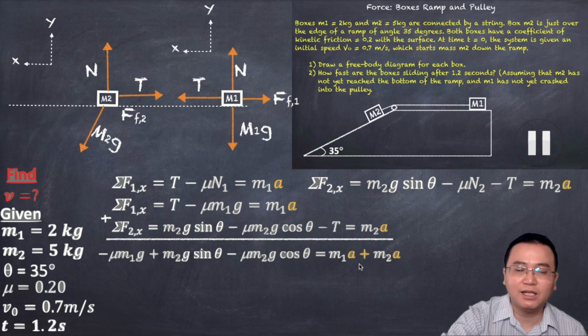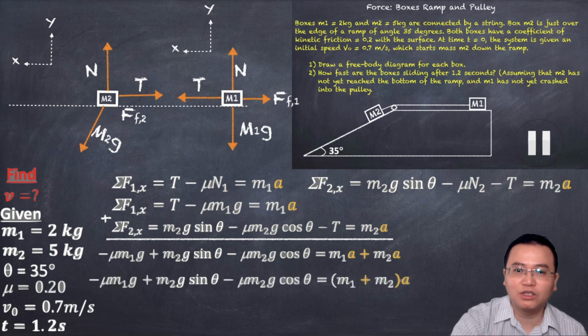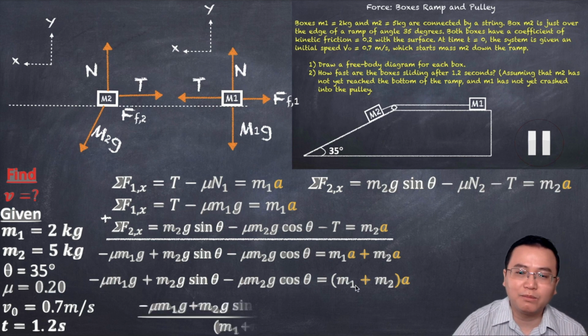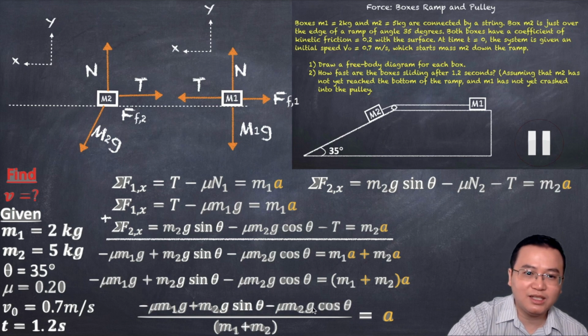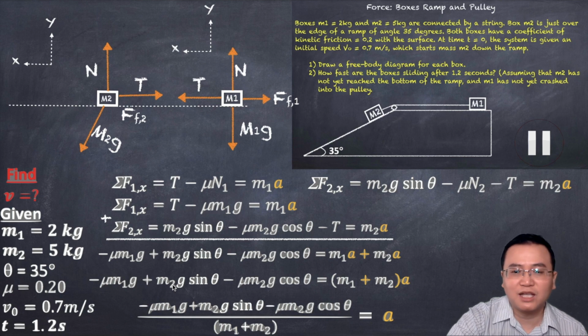So it becomes that. Okay. So I can clean up my algebra a little bit more and just pull out the a, and divide both sides by m1 plus m2. That will give me my acceleration. The rest is just plugging in numbers, right? We have all these variables listed, and all those variables are given quantities that you can put in.